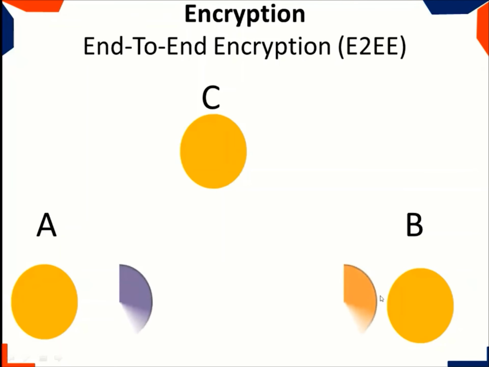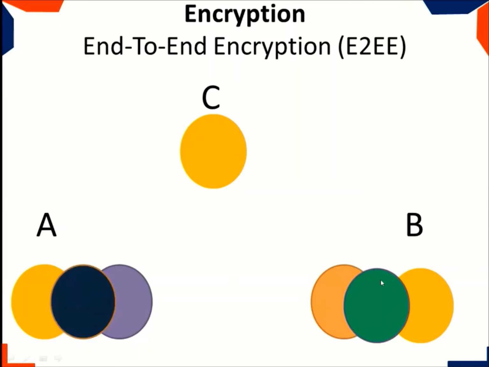The next thing is A decides on one color which he does not share with B, and B comes up with one color which B does not share with A. So C definitely would not know, because B has not shared with anybody and A has not shared with anybody. Now A and B will add both these colors together to make the third color.